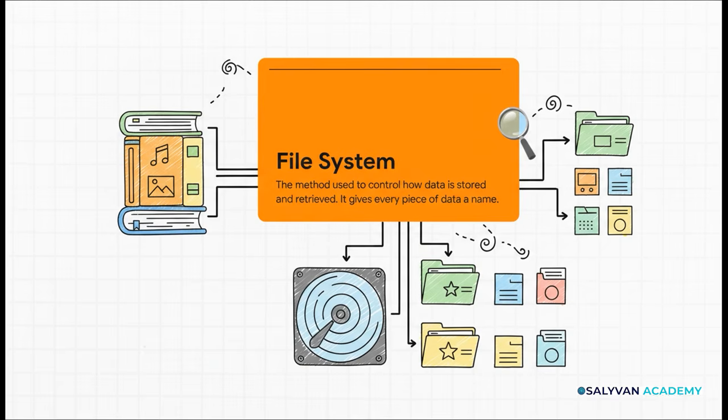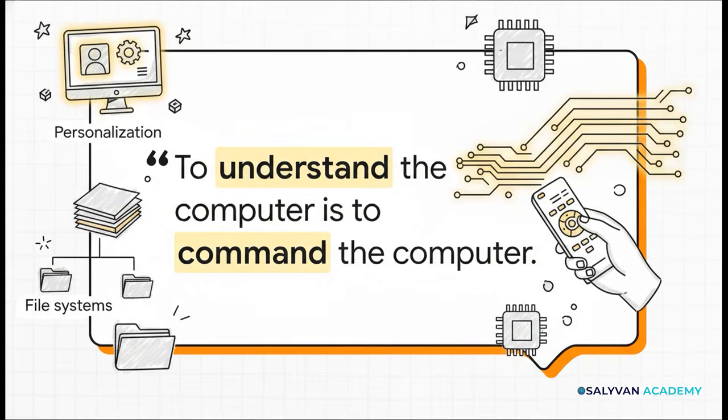Honestly, this is the unsung hero of your computer. Think of it as the master librarian for your hard drive. Without it, your data would just be a giant, chaotic mess. The file system is what gives every single file a name and a specific address so the computer can find it instantly.